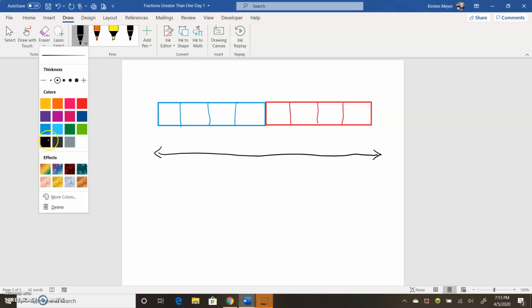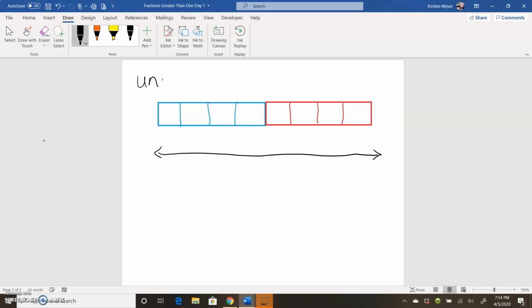So if I wanted to know what is the unit fraction for each of these shapes, I know that the unit fraction is one part that it takes to make the whole. And in this whole there are 1, 2, 3, 4 parts. So I know that my denominator has to be 4. And this part is 1/4. This part is 1/4. This part is 1/4. And this part is 1/4. So I know that one of the pieces that it takes to make the whole thing is 1/4. So the unit fraction is 1/4.